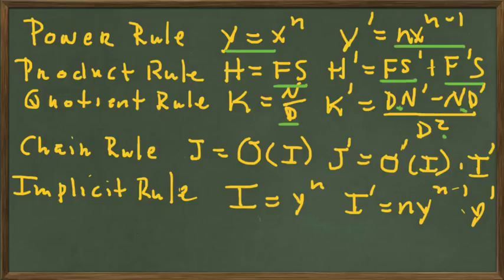The chain rule for a composite function, the outer of an inner, was the outer prime at the inner, and then multiplied by the derivative of the inner, and we noted that there isn't a derivative of the inner at that point. And then the implicit rule, which is really just an application of the chain rule for taking the derivative of y to the n, is just like the power rule, n y to the n minus 1, but then we multiply by y prime, the derivative of the inside. So there are our derivative rules, and in the rest of this chapter we look at applications of all of these rules.